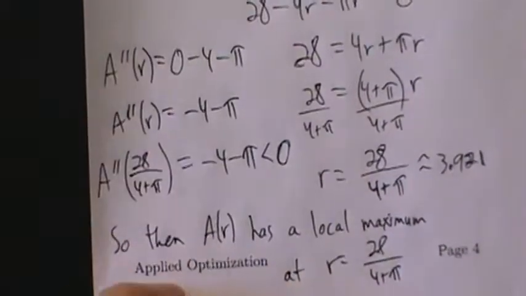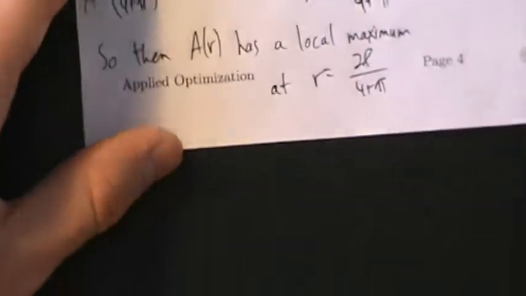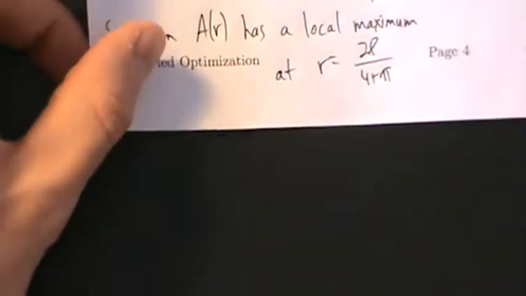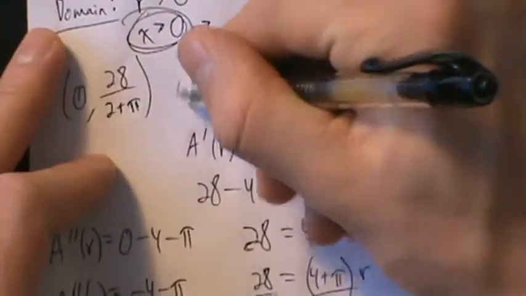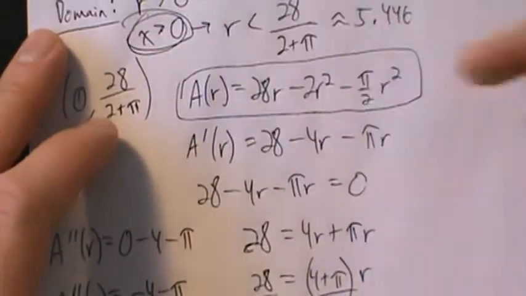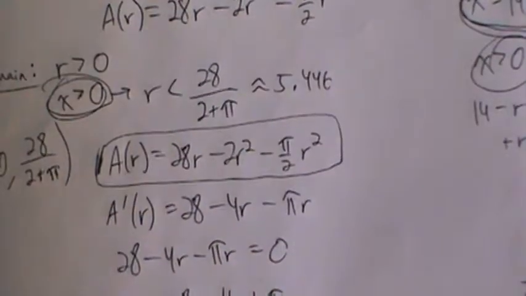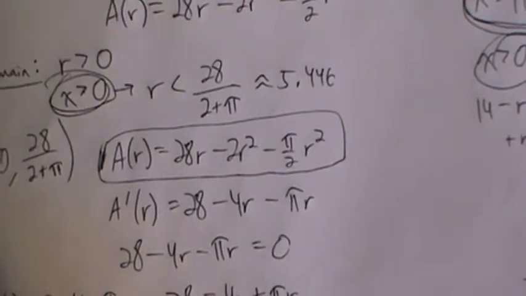Okay. So we're not quite done yet because the question says, what is the maximum possible area? So we just found out where this maximum occurs. Okay, it occurs when r is 28 over 4 plus pi, but now we want to know what is the actual maximum area. So we have to take this value of r and stick it into the area equation here. Okay, so we have to stick it back into this equation here to get the actual maximum area. All right, so I'm kind of out of room over here. So what I'm going to do is flip it over to the back.